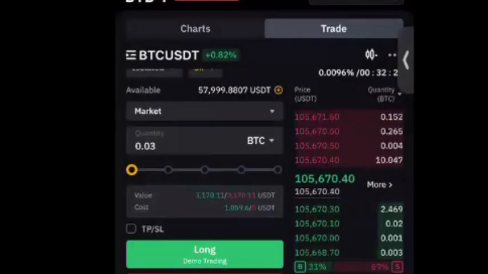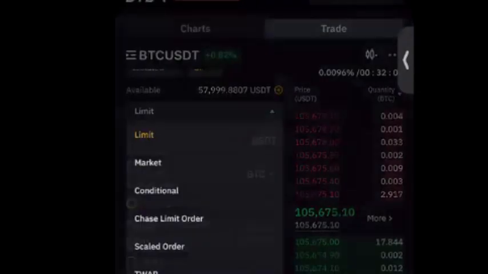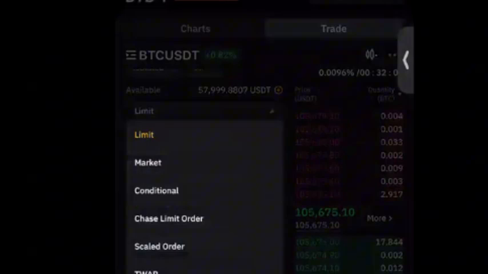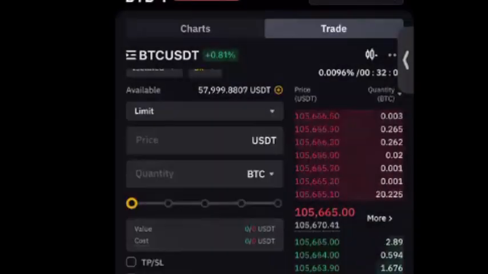For example, if I was to buy BTC long right now, the market value of BTC long is 105,670. As you can see, it's fluctuating. That means I'm buying at market. If I were to use a limit order, let me use a limit order now. I'm going to place a trade with a limit order right now so that we can see how it works.